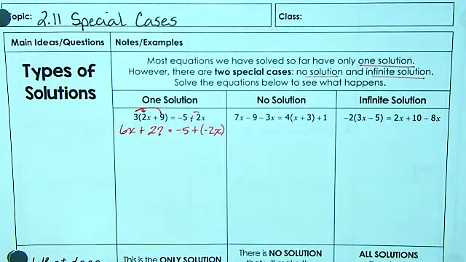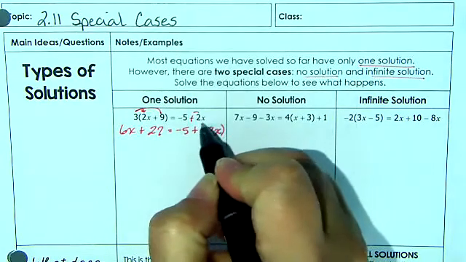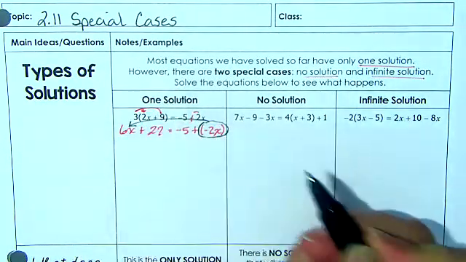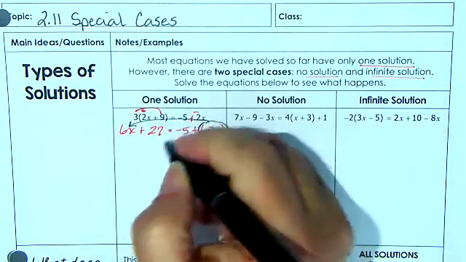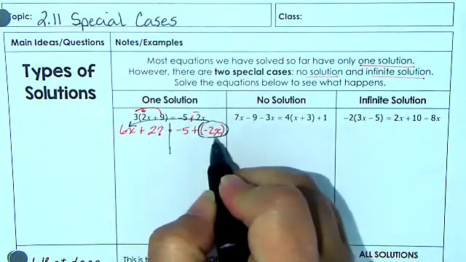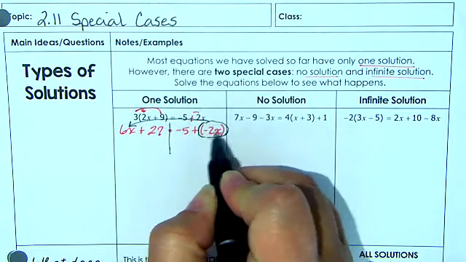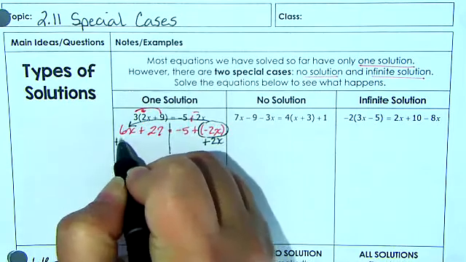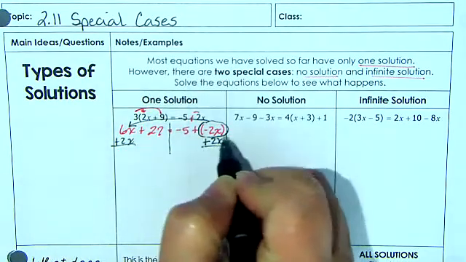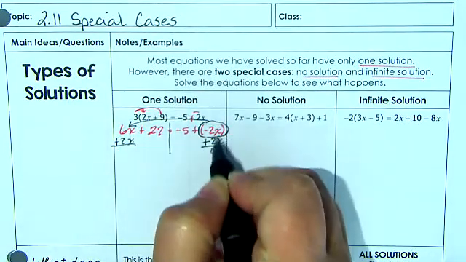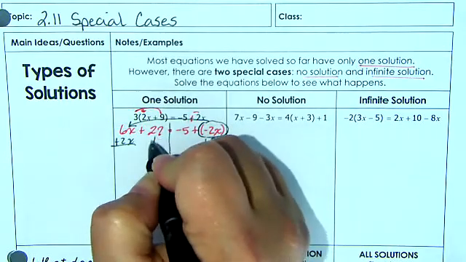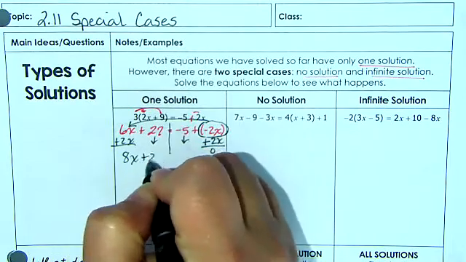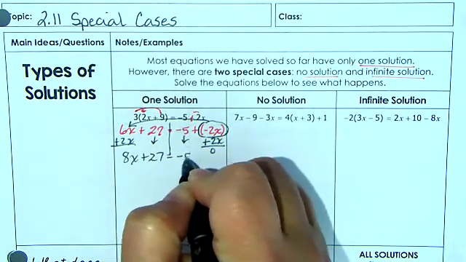And now my goal is to get all of the variables on the same side. So I'm going to take this -2x and move it to the other side by doing the opposite. So it's a -2x, so I'm going to put a positive 2x. I'm going to add 2x to both sides. This equals 0, because remember the goal is to make that equal 0. And then I bring everything else down. And I now have 8x plus 27 equals -5.